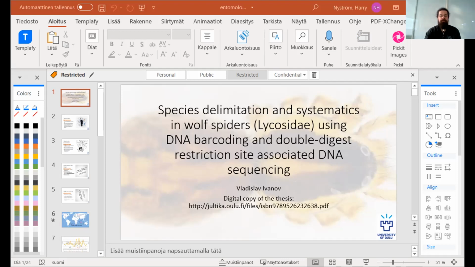So the topic of my work over the past 7 years was species delimitation and a little bit of systematics of wolf spiders, where I used two different methods of DNA sequencing, which I will briefly introduce to you.